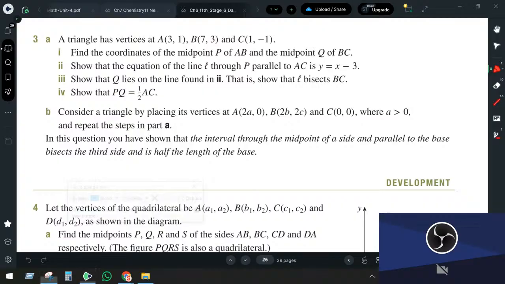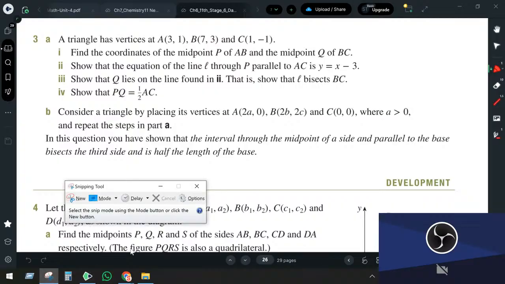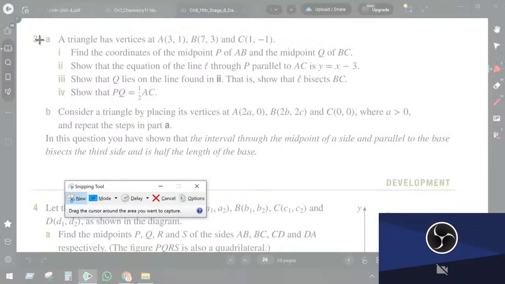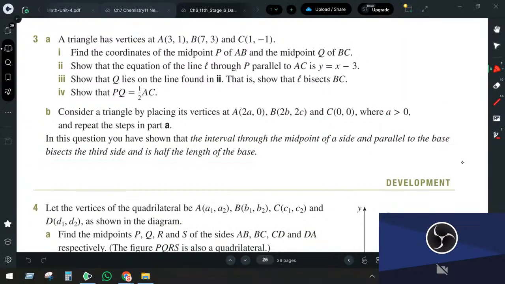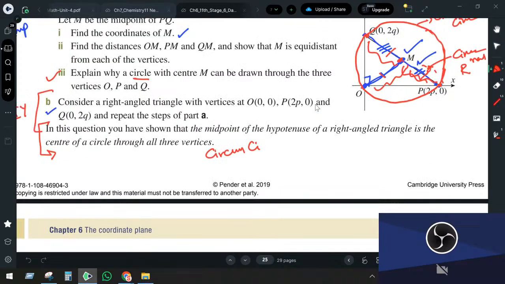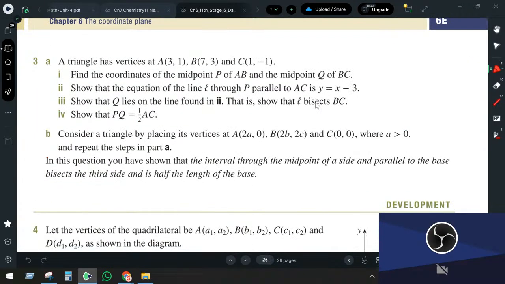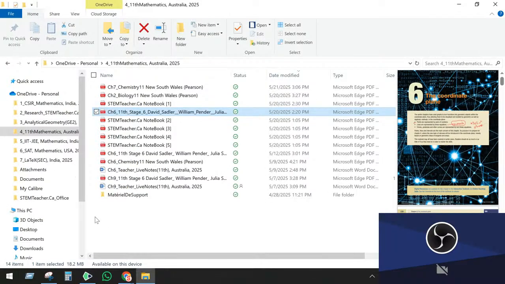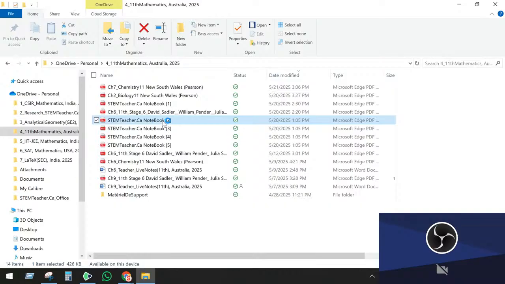So he wants to show that the equation is y equals x minus 3. I'm taking this problem. Before that, we previously had not been asked for any equation type of questions. Now he wants to show that the equation is y equals x minus 3. And I will take this in another book.